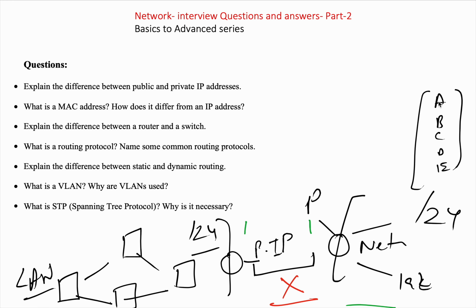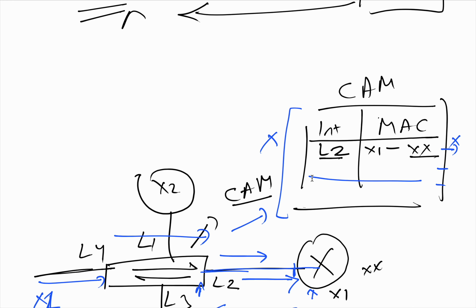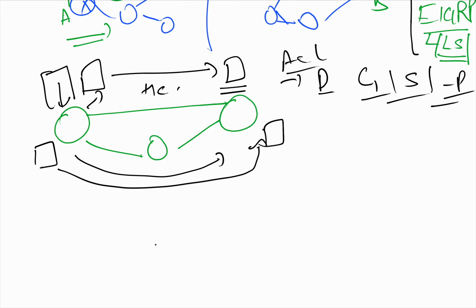Now, next question: what is a VLAN? Why are VLANs used? Very simple question, very simple answer. If you are in a big company, so VLAN first of all is a virtual local area network.